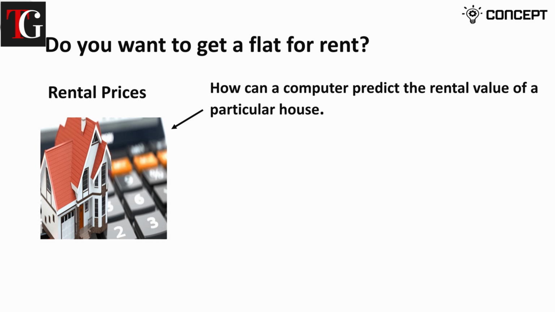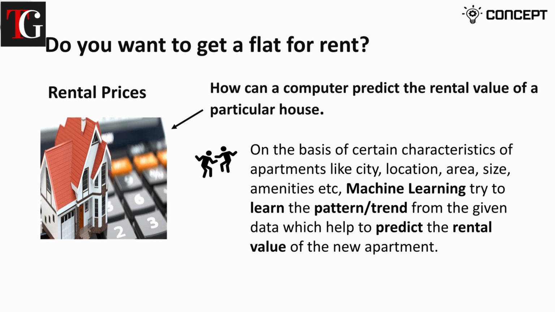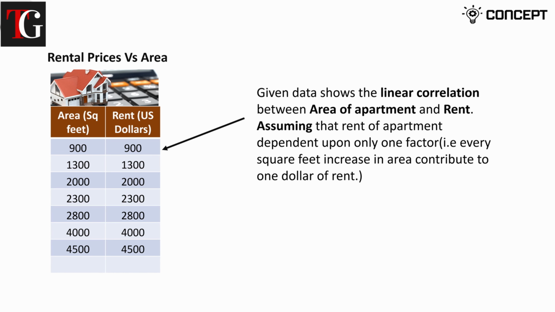How can a computer predict the rental value of a particular house? On the basis of certain characteristics of an apartment like city, location, area, size, amenities, etc., machine learning tries to learn the pattern or trend from a given data, which helps to predict the rental value for a new apartment. Given data shows the linear correlation between the area of the apartment and rent. Assuming that rent of an apartment depends upon only one factor, that is, every square foot increase in area contributes to $1 of increase in rent.